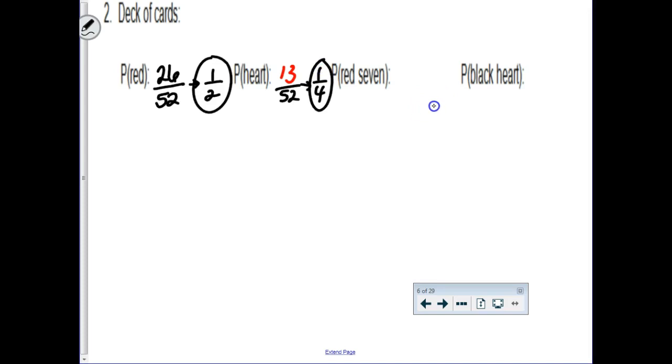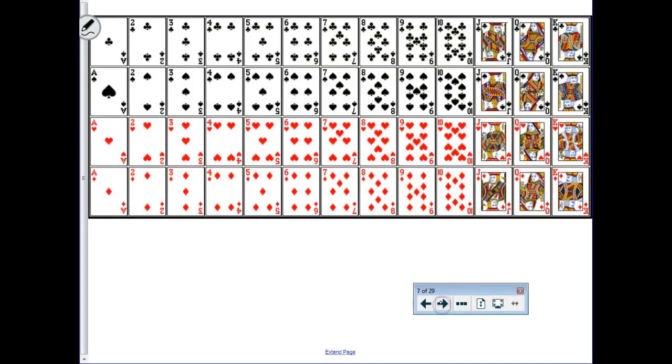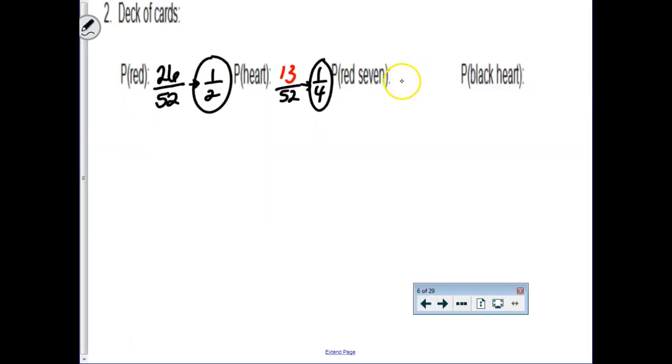A red 7. How many red 7s were in the deck? Yes, there are 2. The 7 of hearts and 7 of diamonds. So that one's a little harder to come up with the reduced one off the top of your head. But 2 out of 52 would reduce to 1/26. And then black heart. There are no such black hearts in a deck. So 0 probability. You will not get that.